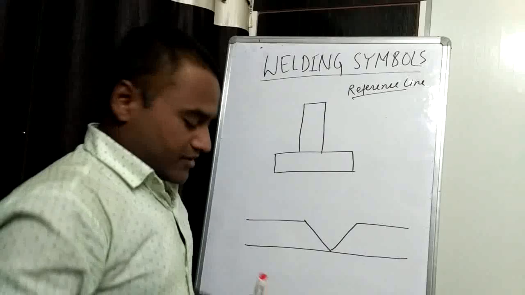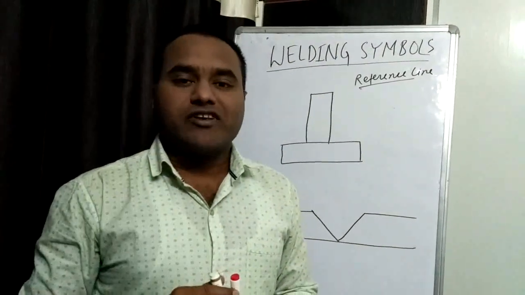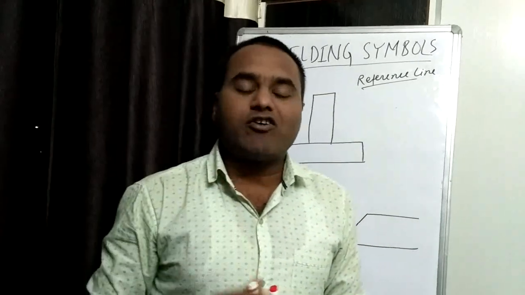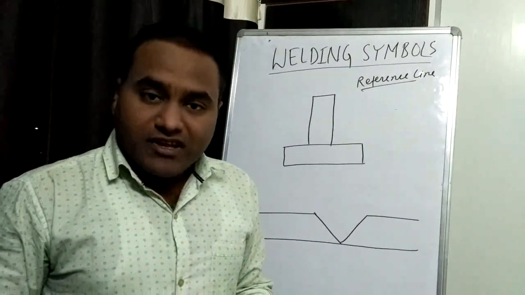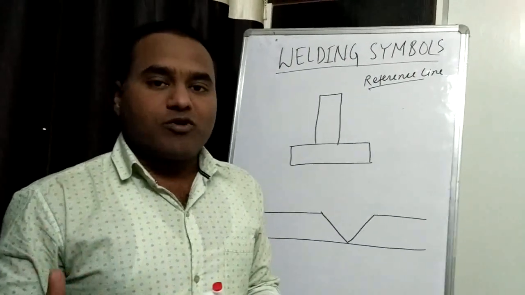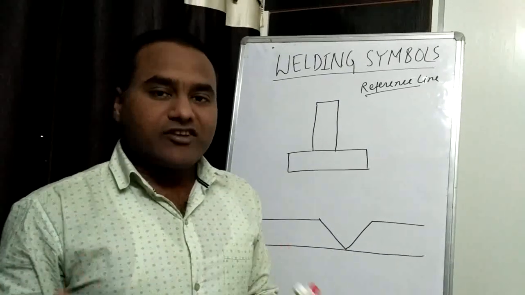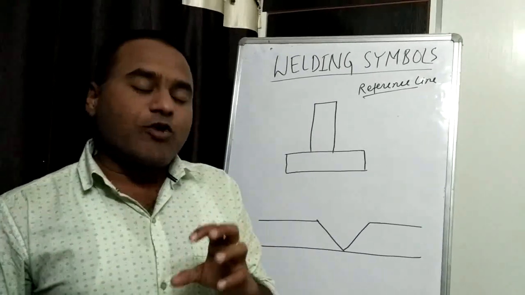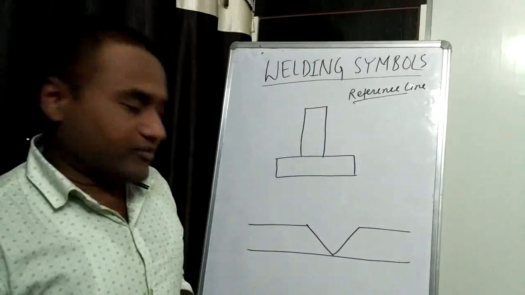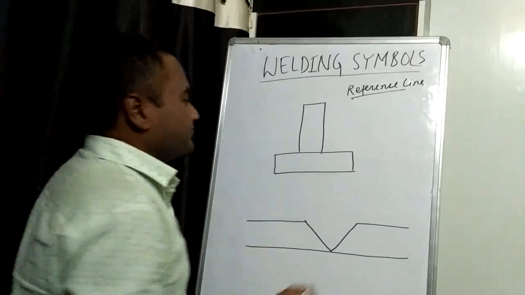See, reference line is very important because most of the important information is provided on the reference line itself, like the geometry of the fillet, or the nature of the groove, or the size of the weld, dimension of the weld, or the finishing of the weld. So most of the important information is given on the reference line. So reference line is very important. So we take an example of a fillet joint.